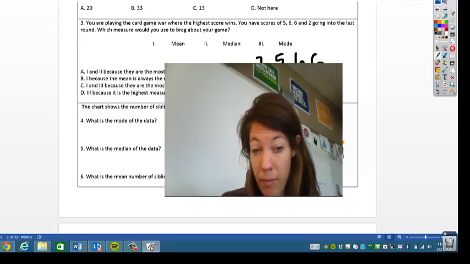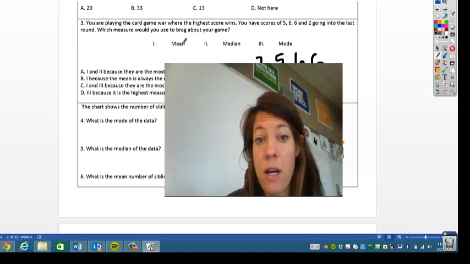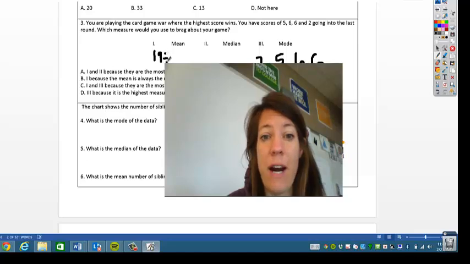So I'm going to go ahead and calculate all of these. The mean is when I add them all up and divide. So 6 plus 6 is 12, 12 plus 5 is 17, 17 plus 2 is 19. If I do 19 divided by 4, I'm going to get 4 point something. I don't know what. Okay.